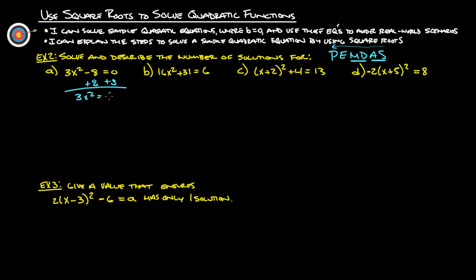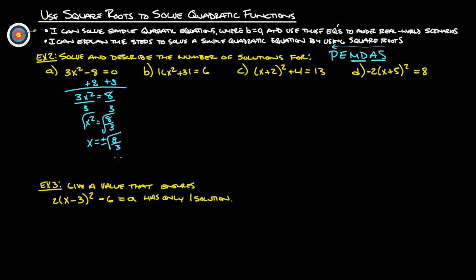3x squared equals 8. Now we'll do multiplication and division. So divide both sides by 3. X squared equals 8/3. So then we're going to square root both sides to get rid of the x, and we get x equals, and what do we square root? Plus or minus. And we got the square root of 8 over 3. Okay, plus or minus square root of 8 over 3.